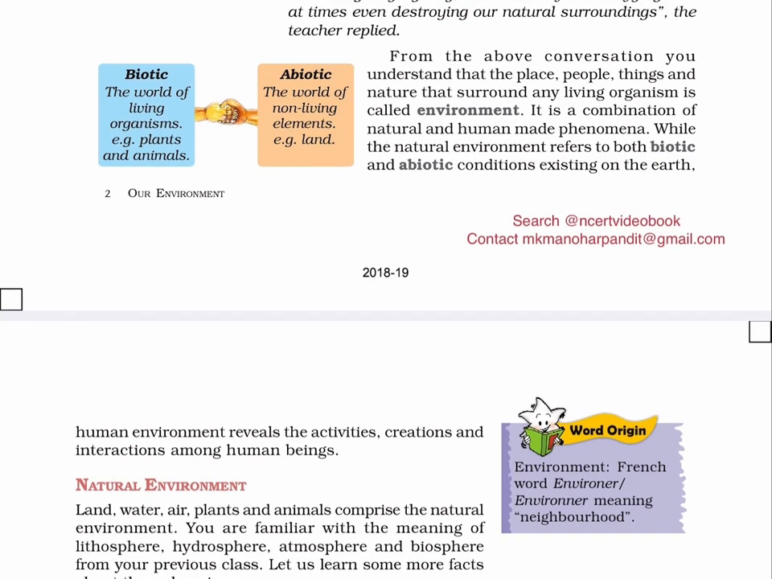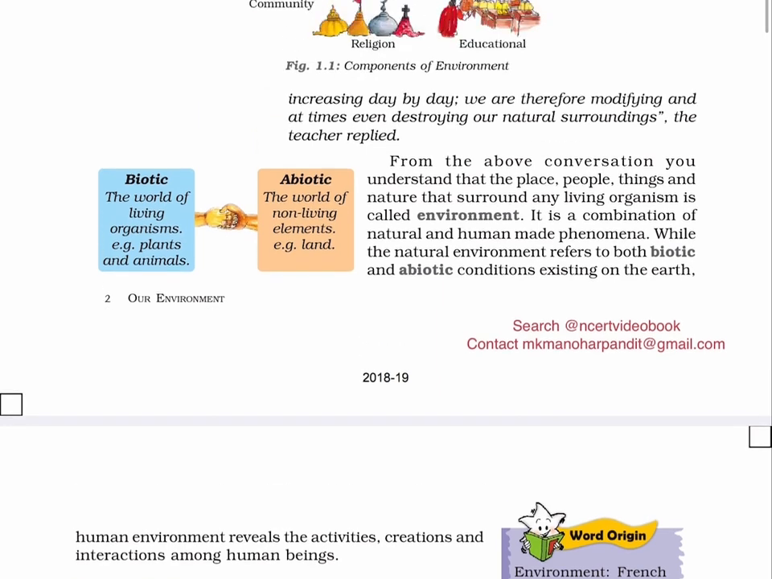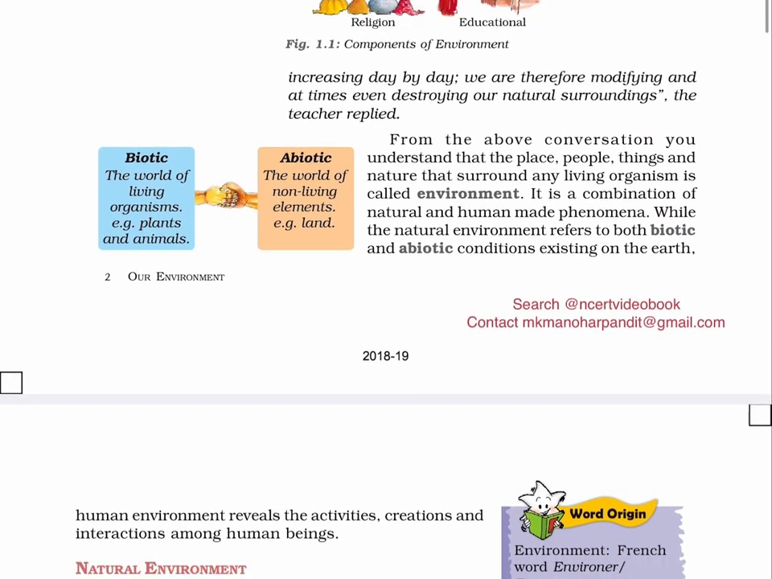On the bottom left of the page, we have two hands coming out of two boxes in which the texts are written. The first column says, Biotic, the world of living organisms, for example, plants and animals. The second box says, Abiotic, the world of non-living elements, for example, land.